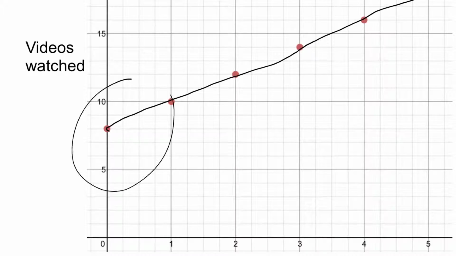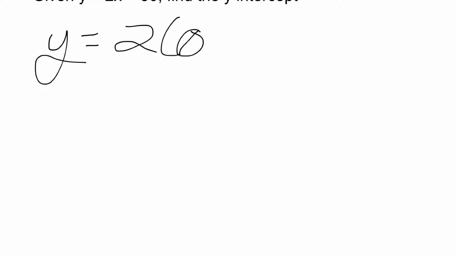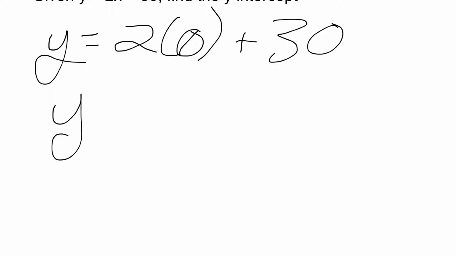So our y-intercept is right here, where the line intercepts the y-axis, and where x, our independent variable, is equal to 0. We can also substitute 0 in for x to find it. So if I were to substitute 0 in here, so y is equal to 2 multiplied by 0 plus 30. What would be our next line here? What's 2 times 0? Anybody? 0. So y is equal to 30. So our y-intercept is 30.